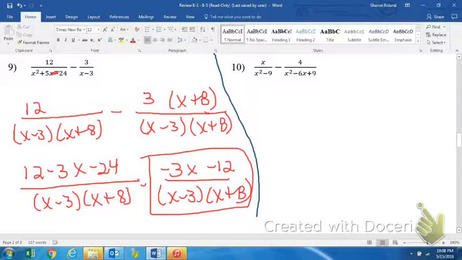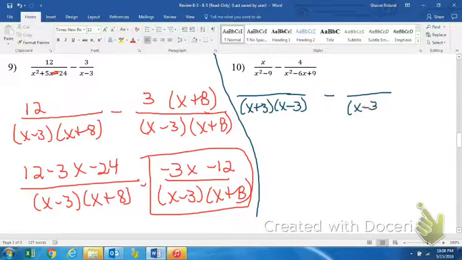Okay, the next one, again, you have to factor the numerator and the denominator. And the first term is going to be x plus 3, x minus 3. The second one is x minus 3 times x minus 3.